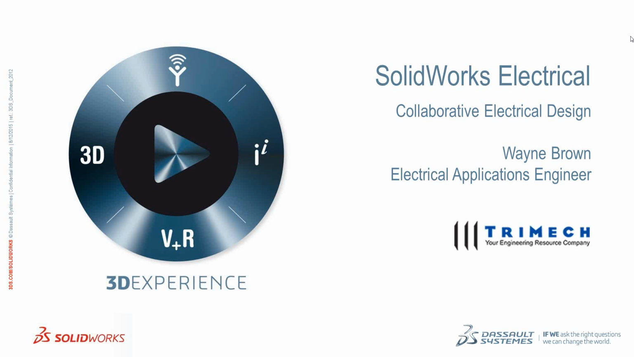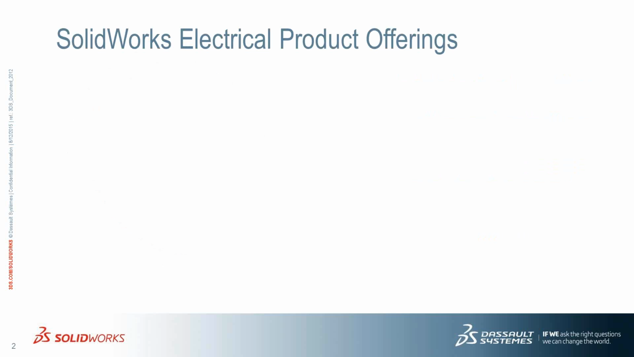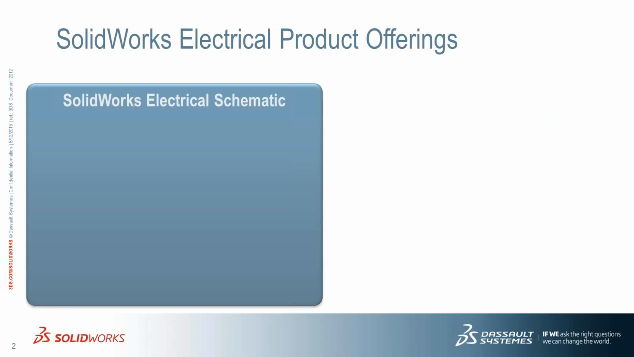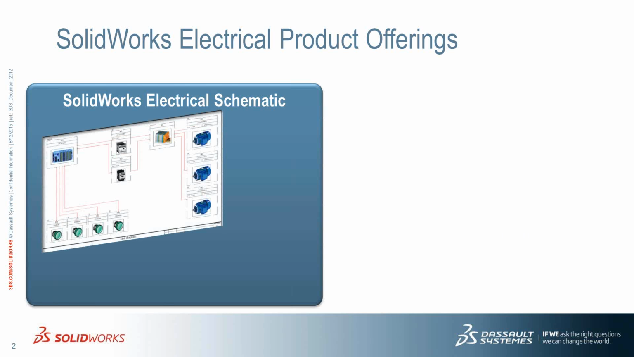So what is SolidWorks Electrical? SolidWorks Electrical is comprised of two different interfaces. Your first interface is your 2D schematic interface. In this interface, this is where you can develop your overall design or your overall electrical network design, kind of a 30,000-foot view of how your electrical system is going to be wired up.